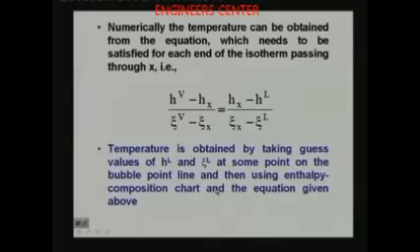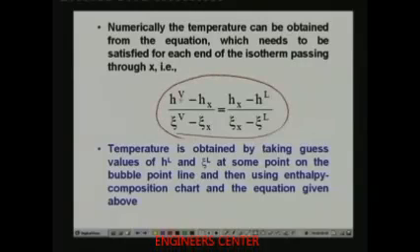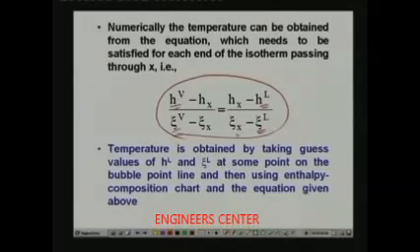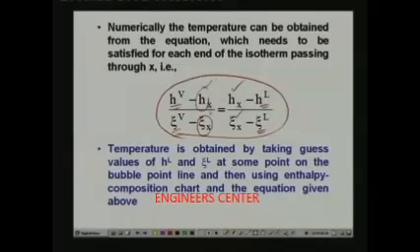and numerically the temperature can be obtained from the equation which needs to be satisfied for the isotherm passing through x. Okay. That means the isotherm passing through the two phase mixture has to satisfy this equation. Okay. Where Hv and Hl, as you know, are the saturated vapor and liquid enthalpies. Similarly, zeta V and zeta L are the saturated vapor and liquid compositions, and Hx and zeta x are the mixture properties, and we know these mixture properties. Okay. So, these things are known to us.